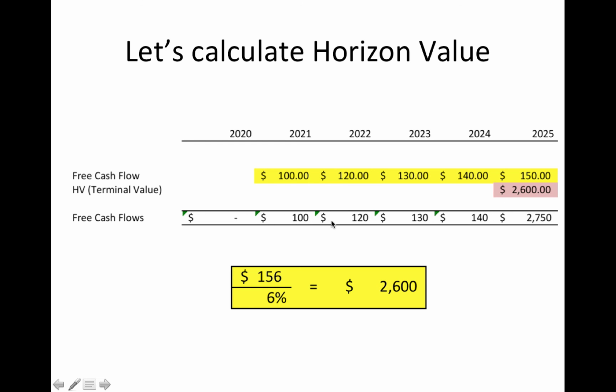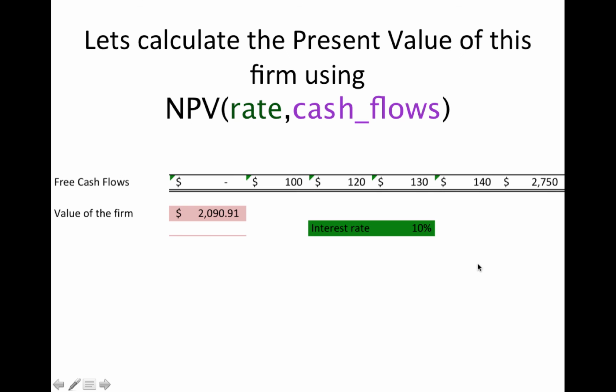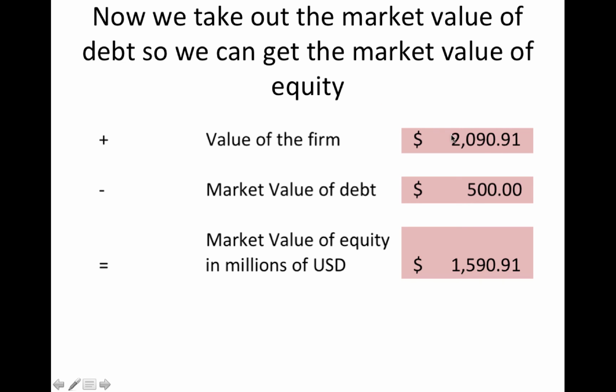In this case, I'm solving it using the NPV function, right? So these are my cash flows. 2.6 plus 150, 2.750, 140, 130. You get it. I'm calculating the value of the firm using NPV. Remember, the interest rate here is the WACC, 2,090,000. This is right from Excel. 2,090,000 is the value of the whole company.